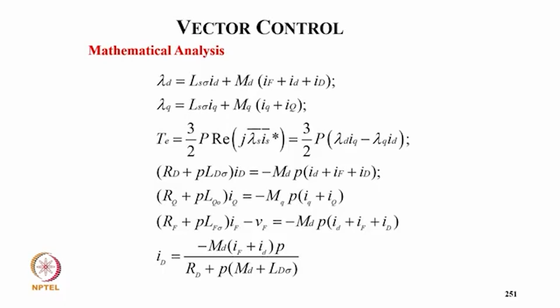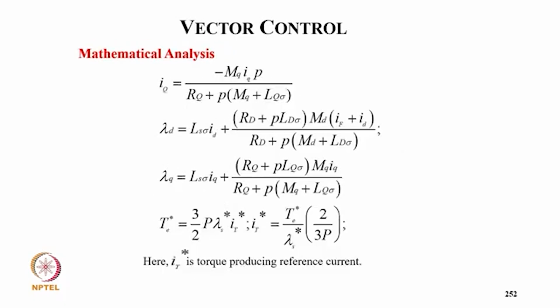And RF plus P LQ into IF minus VF equal to minus MD P in bracket ID plus IF plus ID capital, and from this ID capital is minus MD in bracket IF plus ID into P divided by RD plus P in bracket MD plus LD delta, and IQ capital equal to minus MQ IQ P upon RQ plus P in bracket MQ plus LQ delta, and lambda D equal to LS sigma RD plus P LD delta into MD IF plus ID divided by RD plus P in bracket MD plus LD delta, and lambda Q equal to LS sigma IQ plus RQ plus P LQ delta into MQ divided by RQ plus P in bracket MQ plus LQ delta.